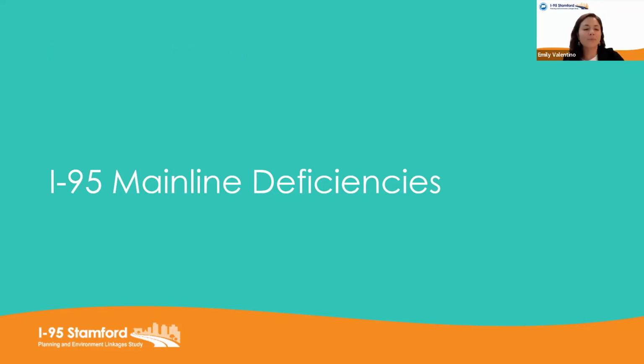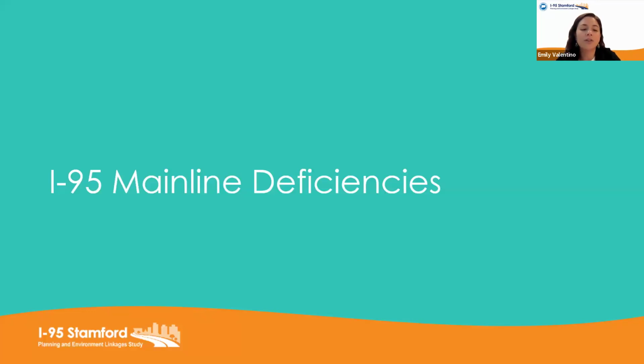Emily? Thank you. So Andy just went through some bridge deficiencies. I'll start talking about I-95 mainline deficiencies. And when we say mainline, that's just a way to delineate or denote the through traffic versus the ramp. So we'll talk about mainline and we'll talk about ramps.